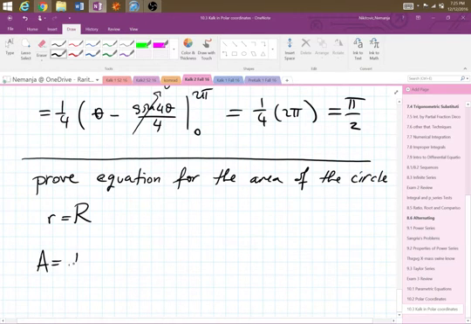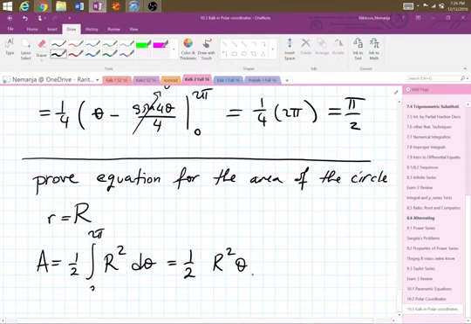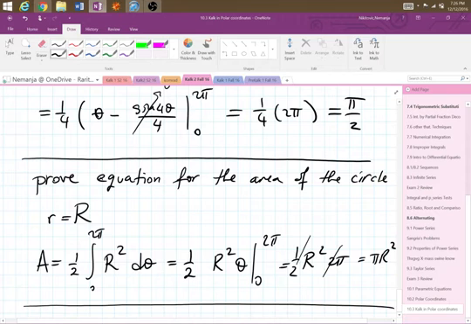All right, we have 1/2, 0 to 2 pi because I want the entire circle, and I am plugging in r squared d theta. This is capital R, so r squared times theta from 0 to 2 pi, which is 1/2 r squared times 2 pi. These cancel, minus 0, so pi r squared. Done. It is a very easy proof.